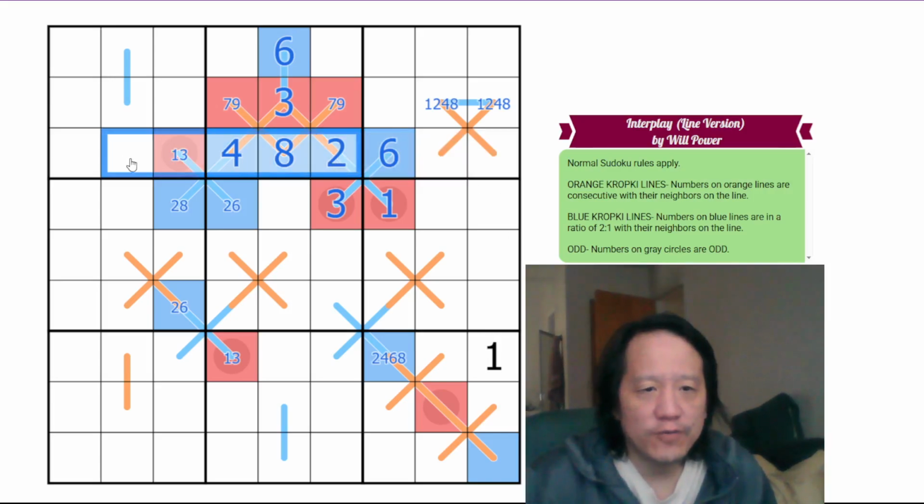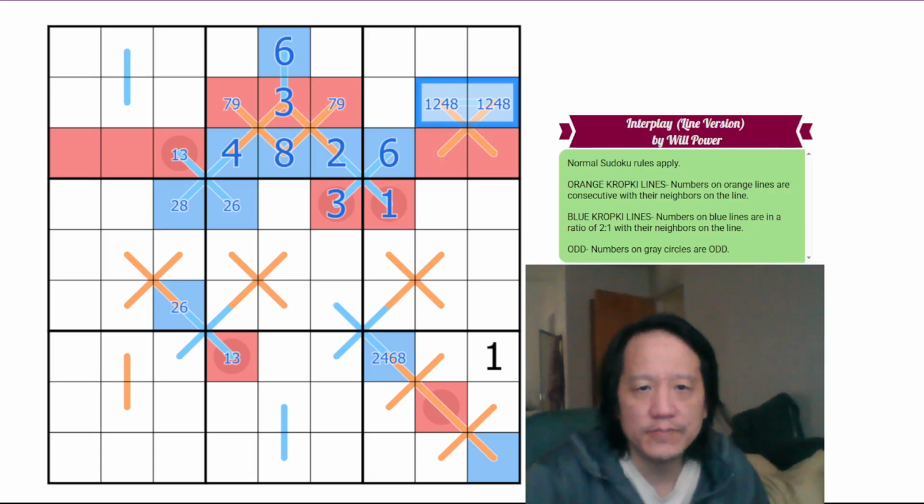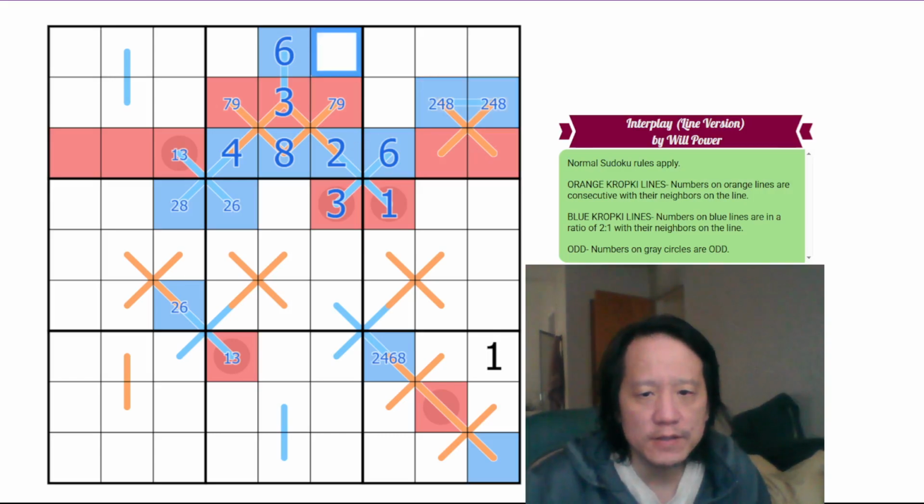But we have 4 evens in row 3. That means the remaining digits in row 3 are all odd. So these are all odd, which means both of these are even. So this cannot be 1. It's 2, 4, or 8. We're guaranteed a 4 here. That means these two digits are odd, and they have to be a 1-5 pair.